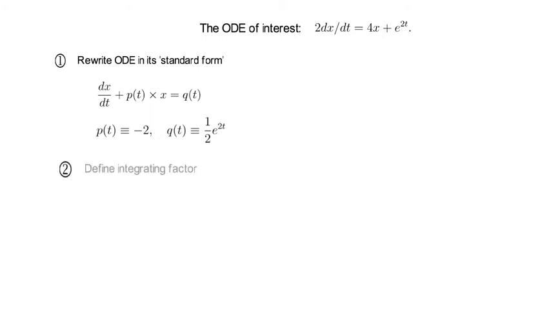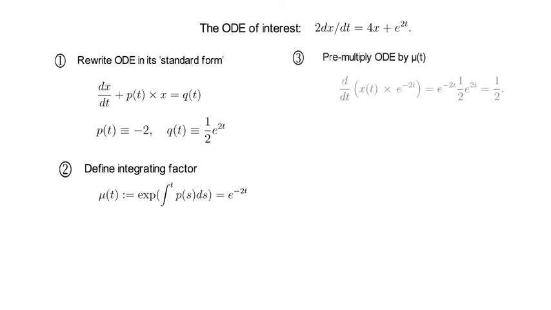Now in step number 2, you define the integrating factor, mu of t, which is the exponential of the integral of p(s) ds. Now the p(t) is a constant, minus 2, so the integrating factor takes that nice shape of e to the minus 2t. Now third, you pre-multiply the ODE by the integrating factor, and already you realize that the left-hand side can be rewritten more compactly due to the product rule as follows. The change of x(t) times e to the minus 2t with regard to time needs to equal 1/2.